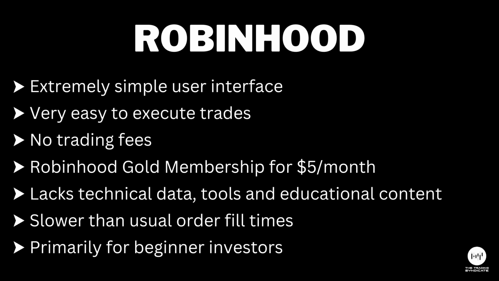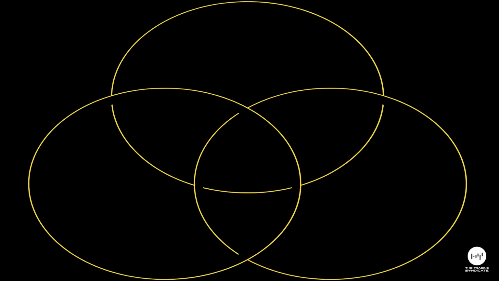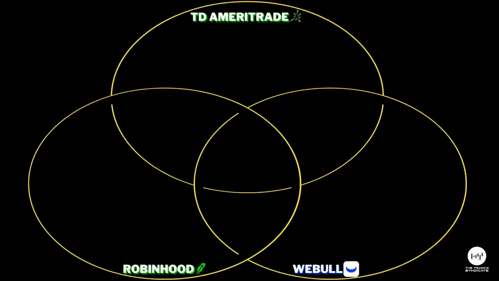Now that we have a strong overview of the three brokerages, let's compare them to each other and you can decide which you would like to use as your brokerage. Let's use a nice visualization like this Venn diagram here to compare the three options that we have presented for you. In each of the circles, we of course have TD Ameritrade, Webull, and Robinhood.